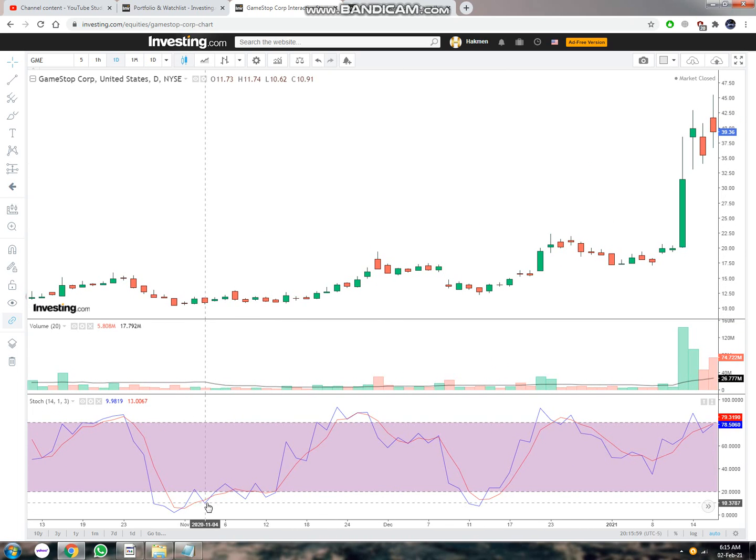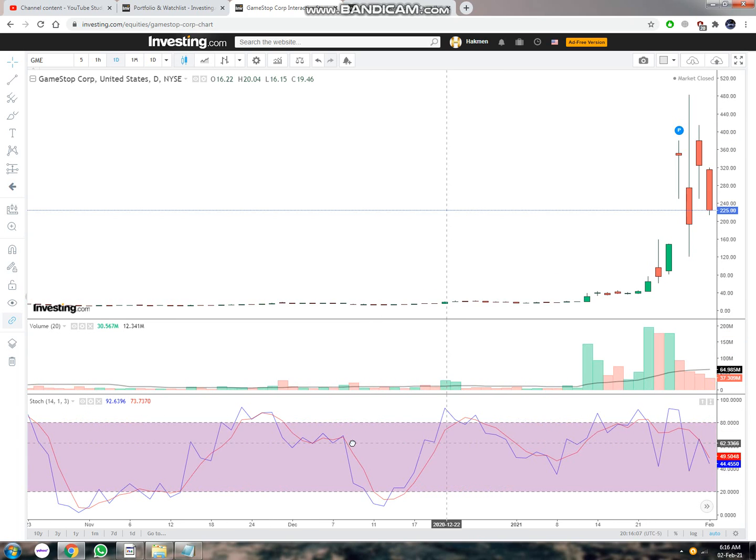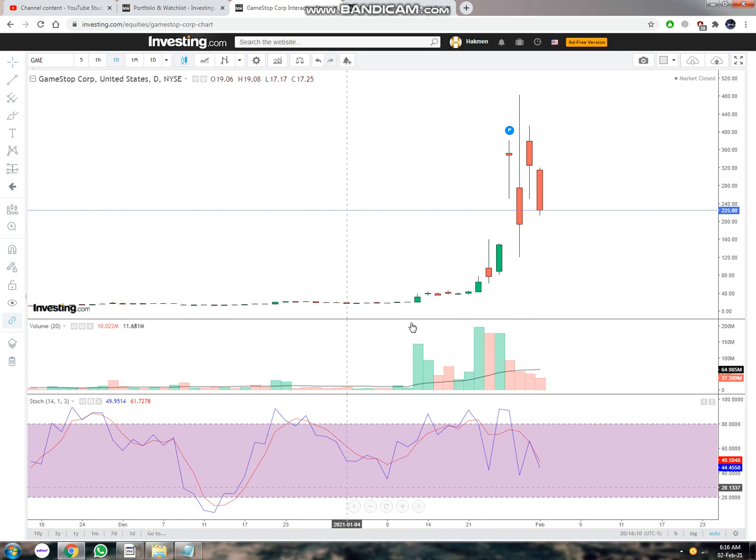Now at this level it is a great entry point. So you can move along the trend and close your position at this level. So this is again the same over here: great entry point and great exit point.